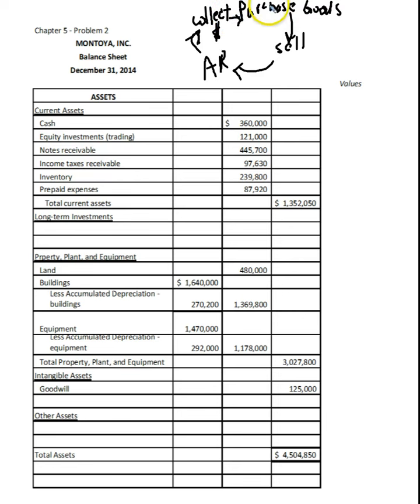We purchase the goods. So we purchase our, didn't turn out very well. It's supposed to say goods. Make that a little clearer. So we purchase our goods. We turn around and sell those goods on account. We get account receivable. Then we're going to collect our money, and then the cycle starts all over again.